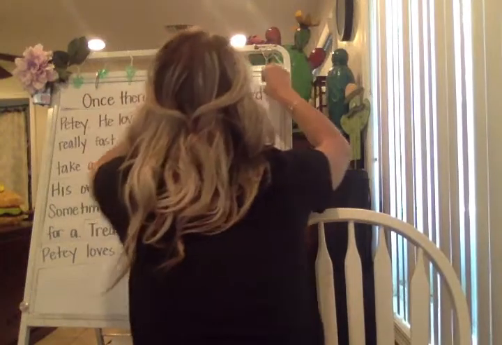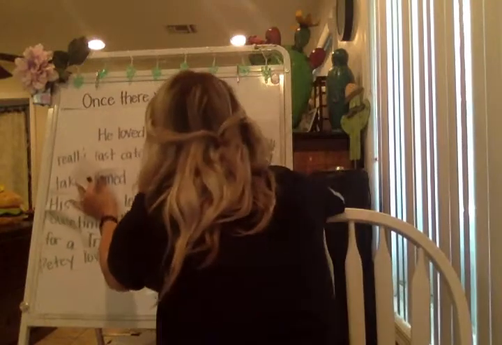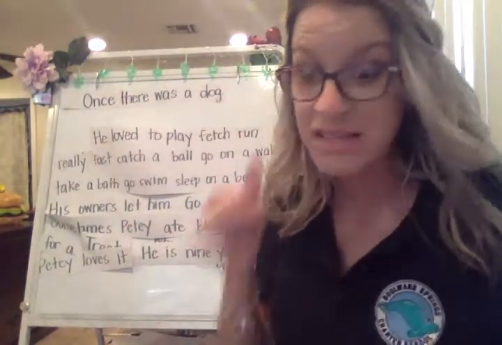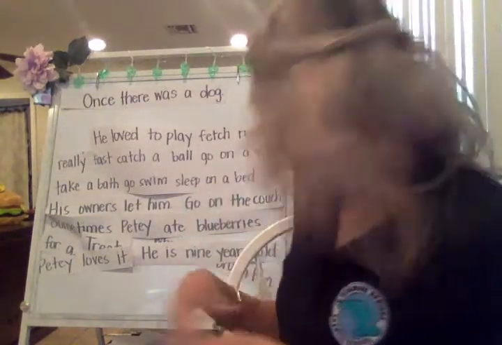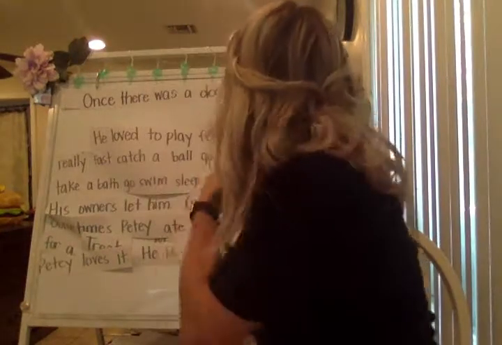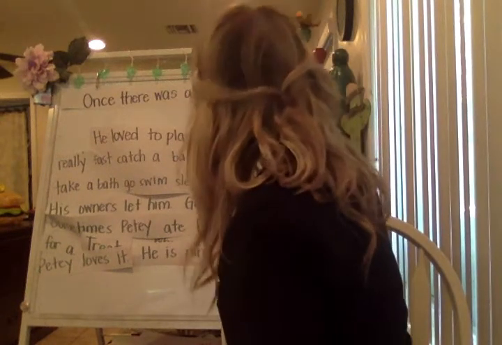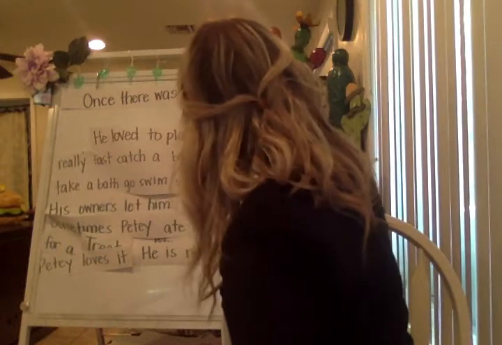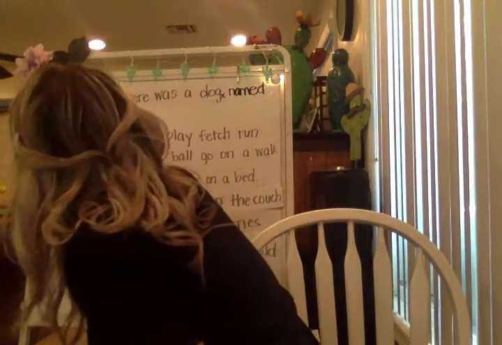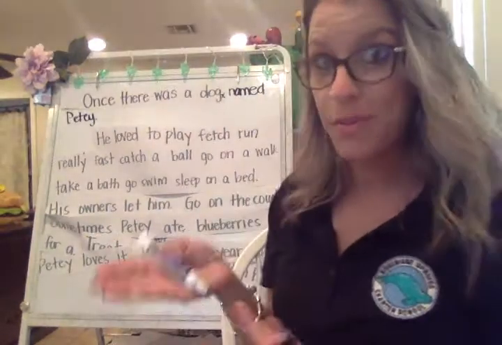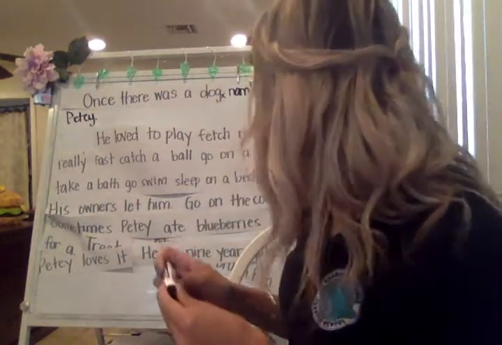So this is not perfect. So we're going to take off the named Petey, and I'm going to just do a scoot down of some of this other stuff. Once there was a dog is not the end of the sentence. Once there was a dog, the dog's name is Petey, so I'm not putting this period here. So once there was a dog named Petey. That tells you specifically about the dog and his name that is Petey.